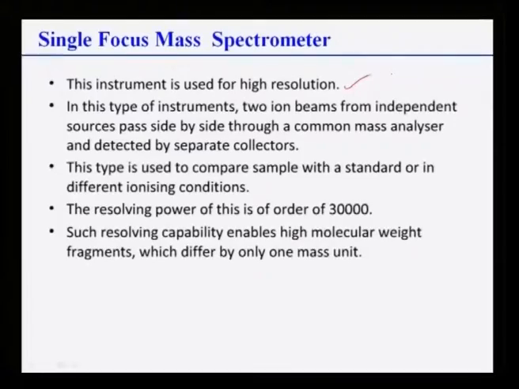It is very high resolution. This instrument gives you quite substantially high resolution, in the sense that ppm level detection is possible. In this type of instrument, two ion beams from independent sources pass side by side through a common mass analyzer and are detected by separate collectors. This is used to compare a sample with a standard array through different ionizing conditions. Resolving power is of the order of 30,000, sorry.